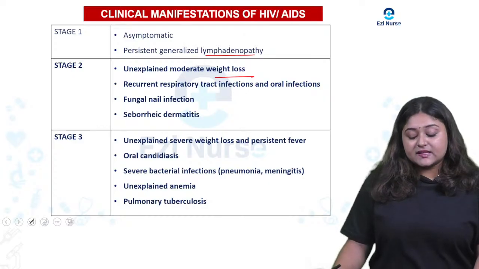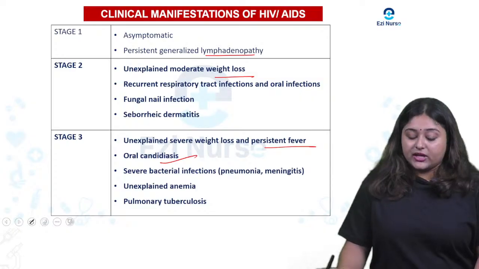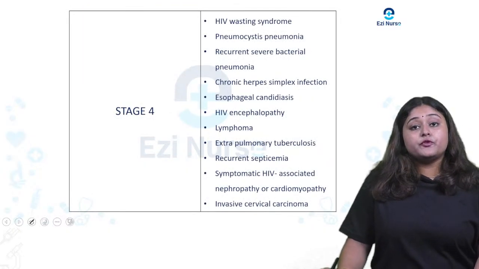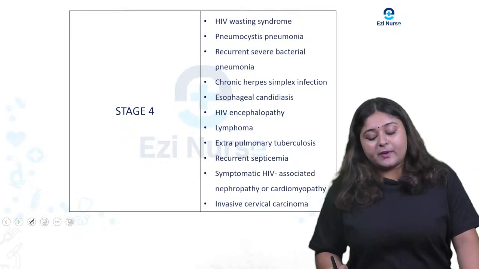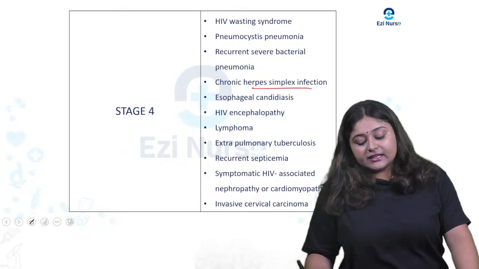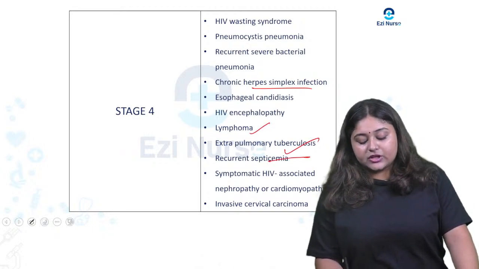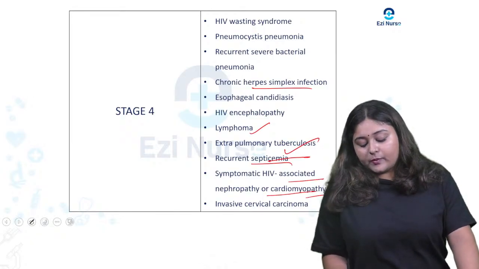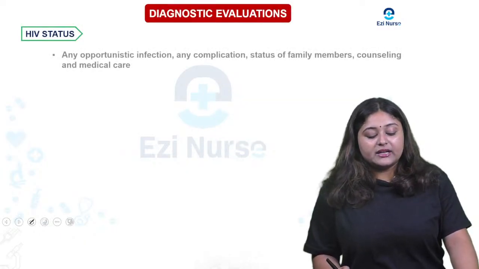Next is stage 3, that is unexplained weight loss and persistent fever, oral candidiasis, then severe bacterial infections, unexplained anemia and pulmonary tuberculosis. In stage 4, that is HIV wasting syndrome, pneumocystis pneumonia, recurrent severe bacterial pneumonia, chronic herpes simplex infection, esophageal candidiasis, HIV encephalopathy, lymphoma, extrapulmonary tuberculosis, recurrent septicemia, symptomatic HIV-associated nephropathy, and then cardiomyopathy and invasive cervical carcinoma.